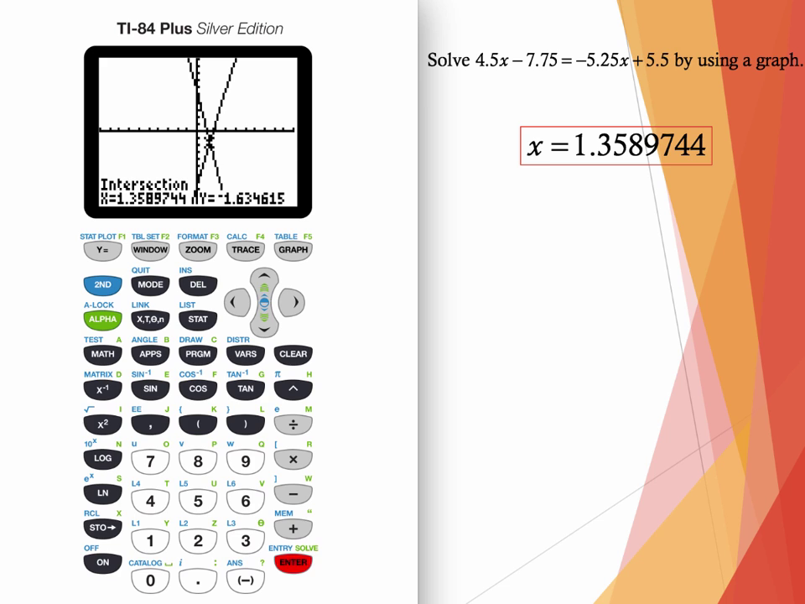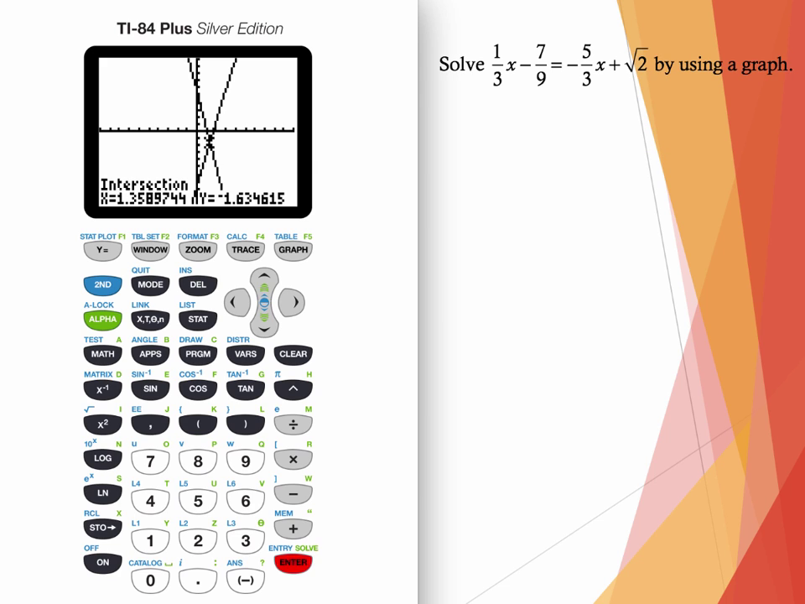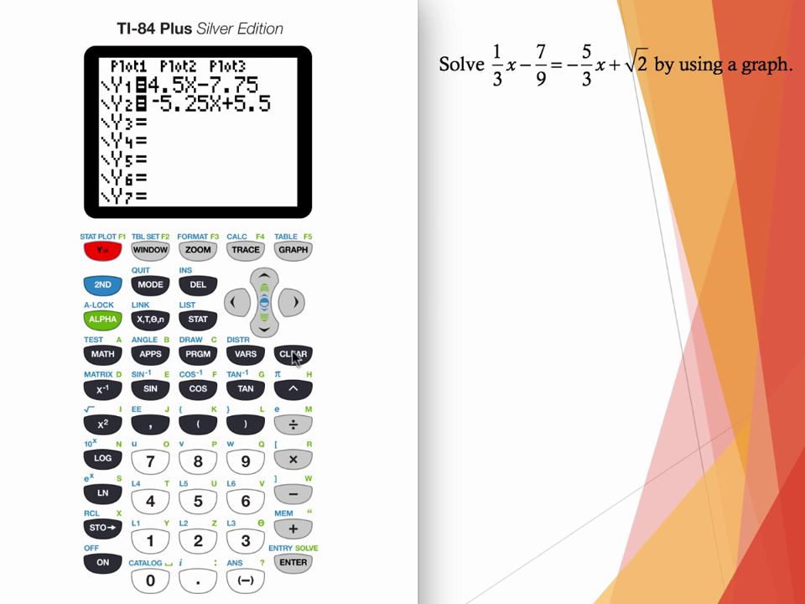Let's try one more using the graphical method, this time with fractions. So here we have 1/3 x minus 7/9 is equal to negative 5/3 x plus the square root of 2. We have several things going on here: negative numbers, fractions, and a square root. Again, this is not something that you would want to solve using a symbolic or algebraic method. It's much easier to use the graph.